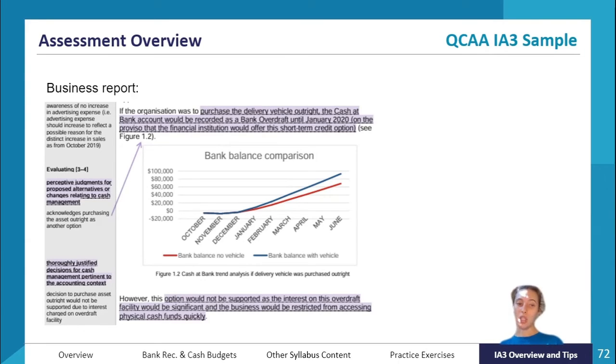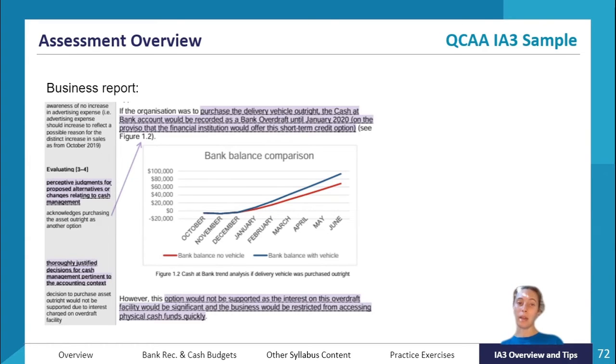Again, another chart that we've got there with our cash at bank trend analysis, if the delivery vehicle was purchased outright, and we've got the discussion of that, and then the clear visualization as well. So again, really clear communication here. But then acknowledging all points of view.